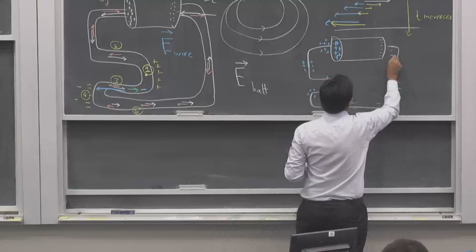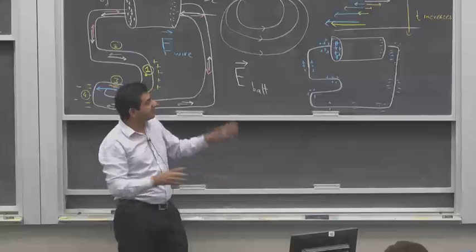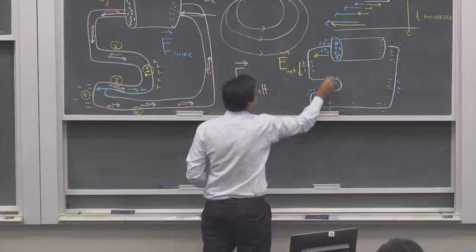So in steady state, once dynamic equilibrium has been established, remember it's not static equilibrium, once the current becomes steady, the electric field becomes steady, and this distribution of charges becomes steady. Now the electric field is going to point in the proper direction. It's going to point like this. This is the electric field. The net electric field that is set up inside the wire, everything is going to point in the proper direction.